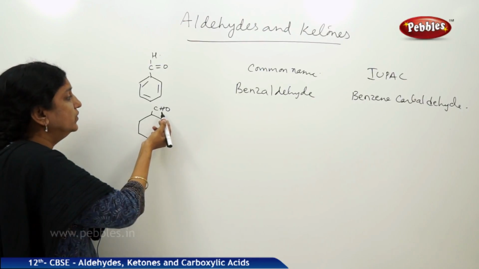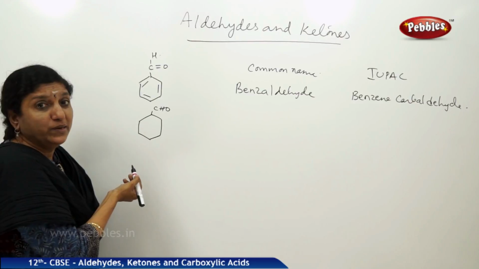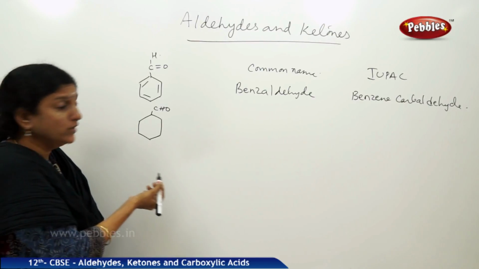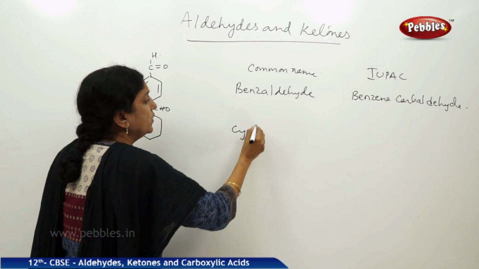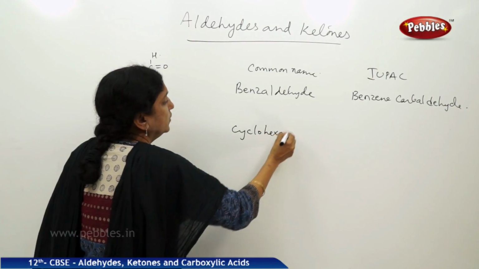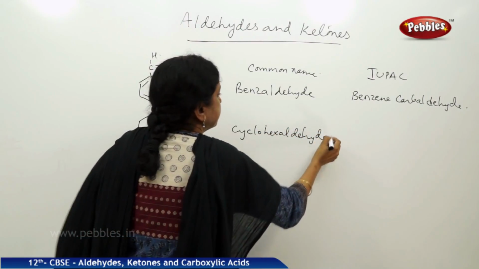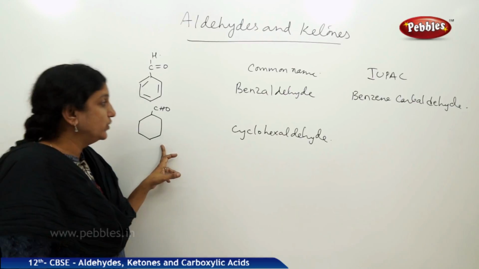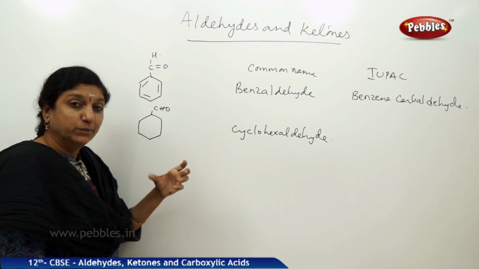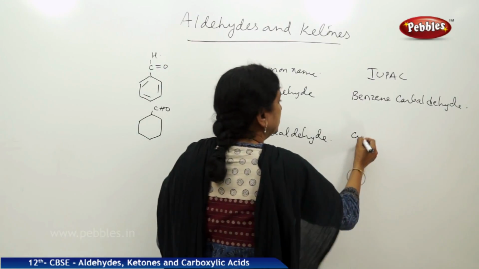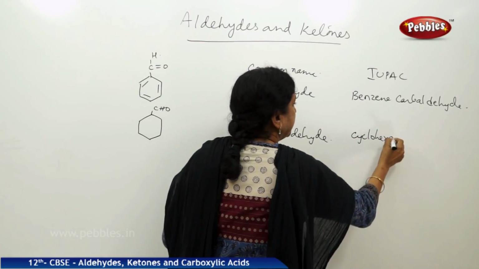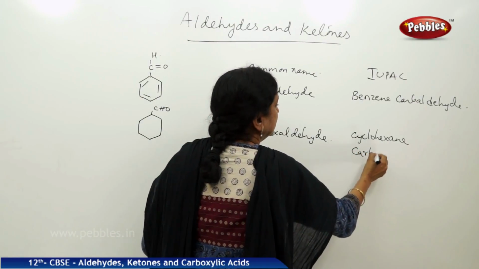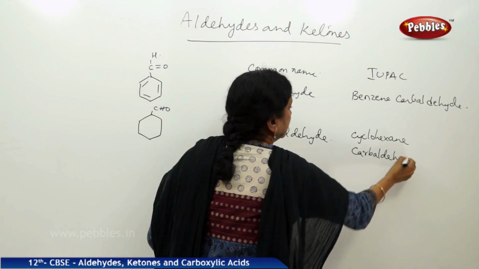Let us see. The parent hydrocarbon here is cyclohexane. So since the aldehyde group is attached to cyclohexane, this is called cyclohexaldehyde. So what is the IUPAC name of this compound? The parent alkane is cyclohexane, and you write the complete name of the hydrocarbon first. So you have cyclohexane, and you have to add the suffix carbaldehyde. So this is cyclohexane carbaldehyde.